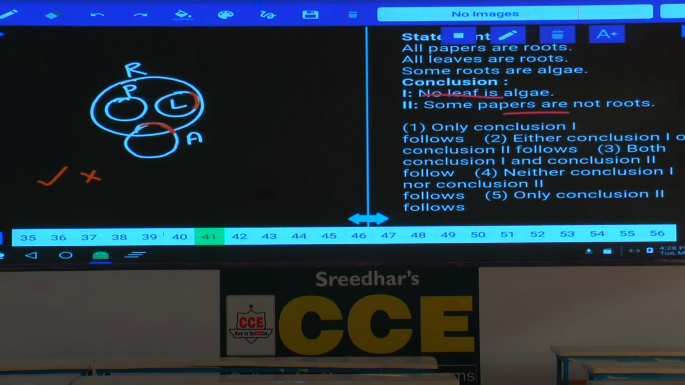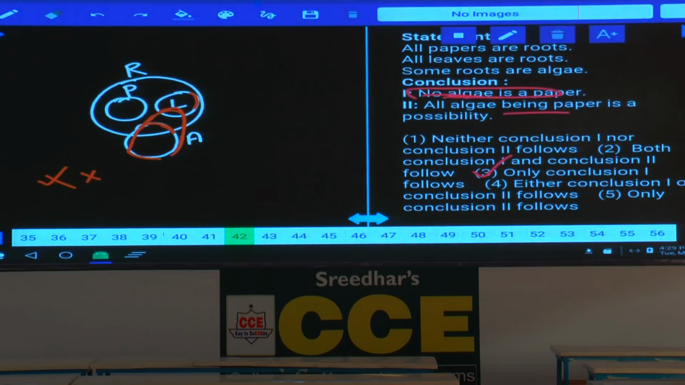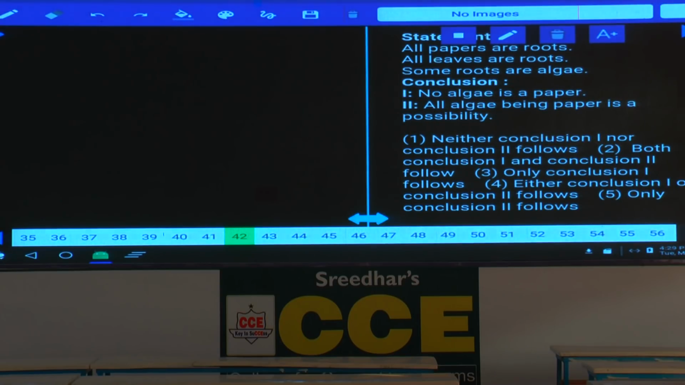Now the first one is a negative conclusion. To make this one false, we need to prove some of the leaves are algae. Now tell me whether I can draw this algae like this or not. If you draw like this, no leaf is algae will be false. Anyhow, you will get choice 4 as the answer. Clear? Hence from this one we can infer that a negative conclusion cannot be drawn from all the affirmative statements. Affirmative conclusion cannot be drawn from all the negative statements.